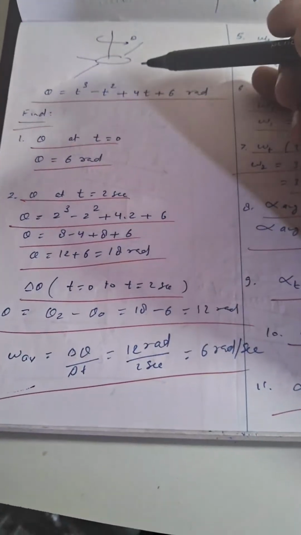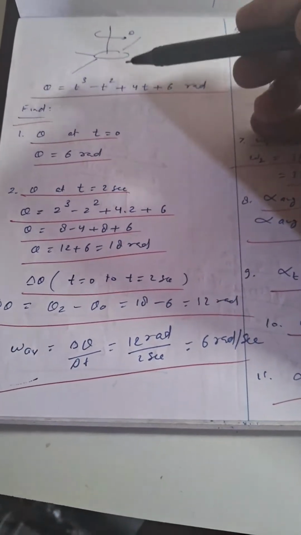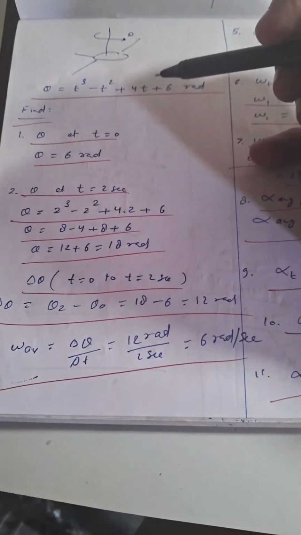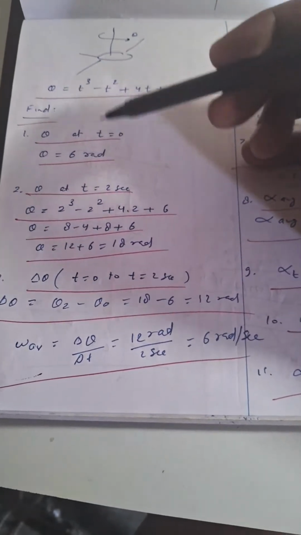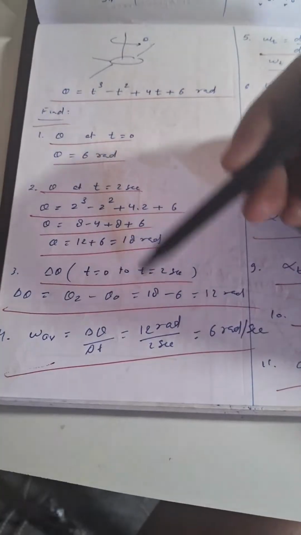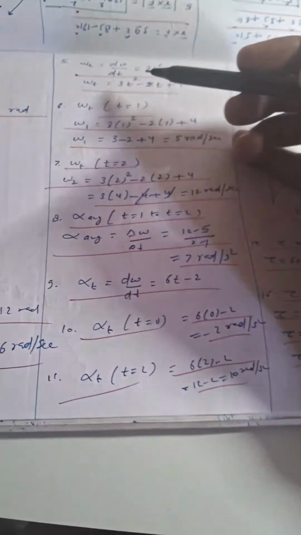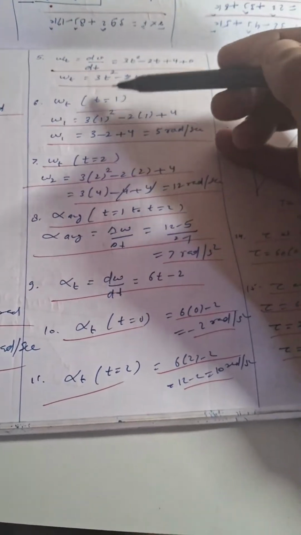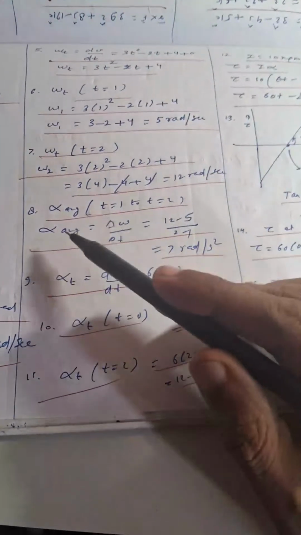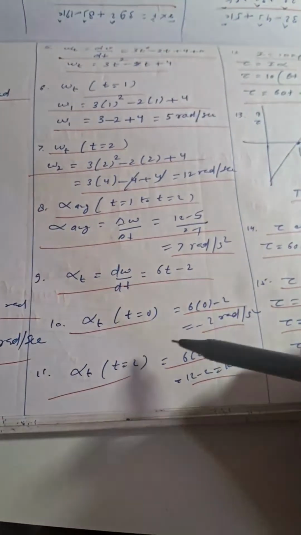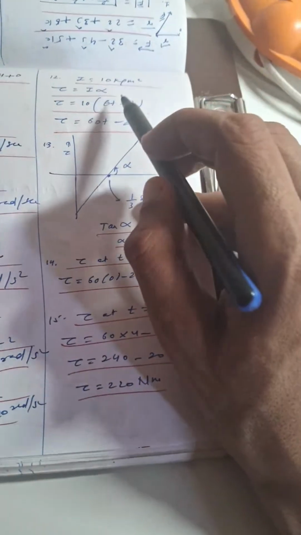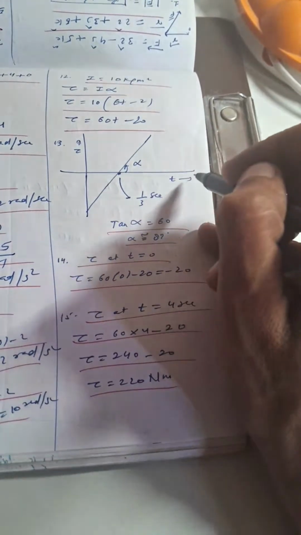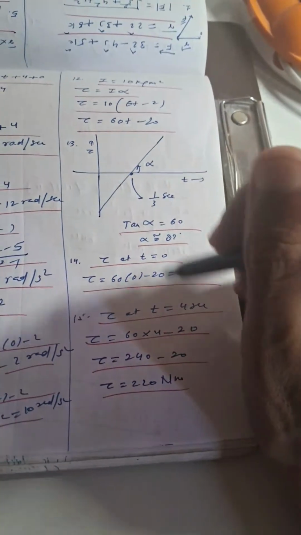Then we have a problem based on calculation of angular displacement of a fan and calculation of angular position at different points, average angular velocity, then instantaneous angular velocity, calculation of instantaneous angular velocity at different times, then average angular acceleration, then instantaneous angular acceleration, its calculation at different points. Then we have calculation of torque-time graph, analysis of the points when it is positive, when it is zero.